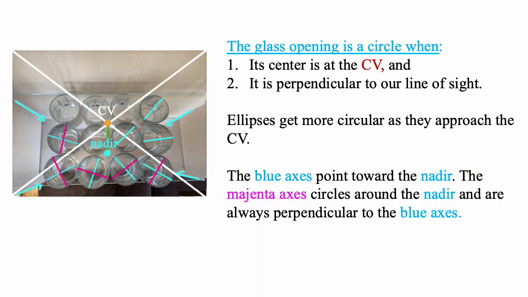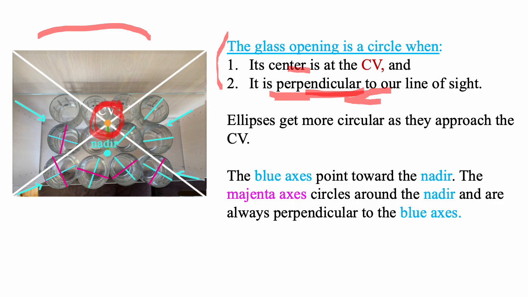There's even more we can learn from this overhead view. When is a glass opening a circle? When its center is at the center of vision and when it is perpendicular to our line of sight. So a glass here would be pretty much a circle, although I said this was not quite an overhead view, so our line of sight isn't quite perpendicular to the picture plane, but a glass would be almost circular at this point. Ellipses around it get more circular as they approach the center of vision.